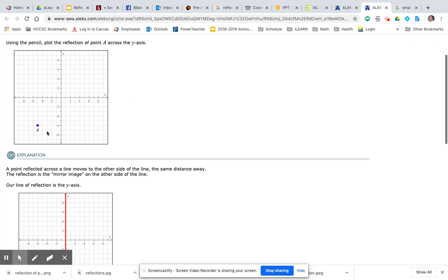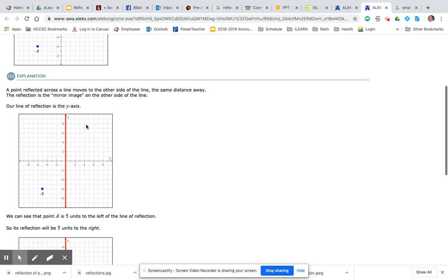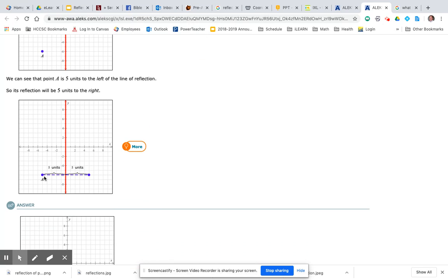So we have point A being moved across the y-axis. Now, if it is 5 units to the left and you're flipping it across the y-axis, you're going to move it 5 units to the right. So here you can see the answer. Instead of going 5 units to the left, now you're 5 units to the right.